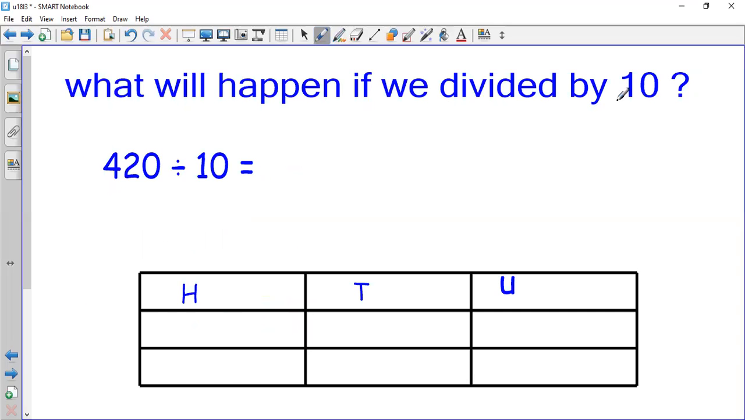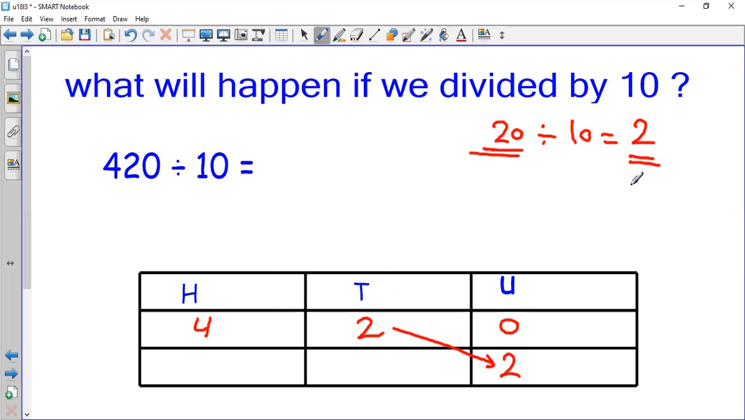What happens if we divide by 10? Here I have 420. I should divide by 10. Here I have two tens. Two tens means 20. When I divide 20 by 10, it will become 10 times smaller. So 20 divided by 10 will be 2. So it will move from tens to units. So 2 tens will be 2 units.